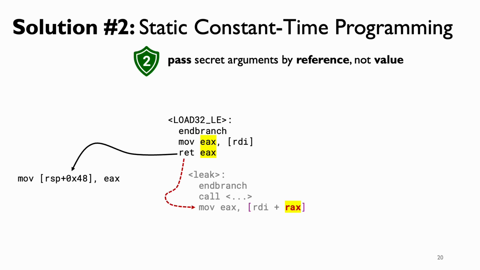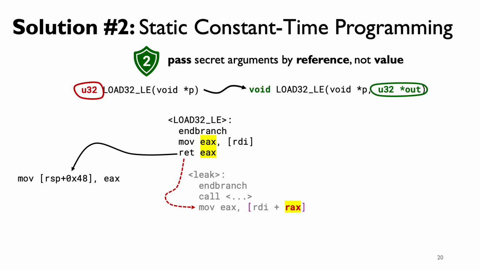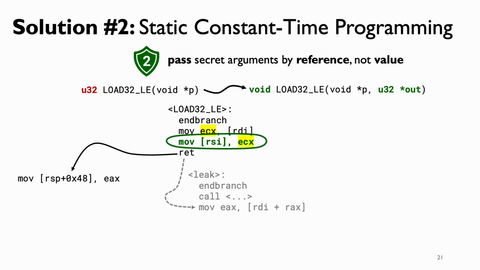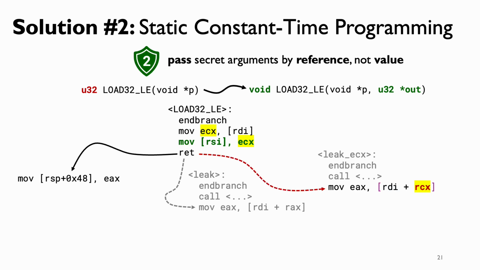So in our example, load 32 violates this second rule of static constant time by returning a secret value. We can easily make it conform, however, by having it store its return value in a pointer argument instead, like this. Unfortunately, there still may be other leaks, like if the return's mispredicted to a call site that leaks the dead register RCX, which happens to hold a secret due to register allocation.